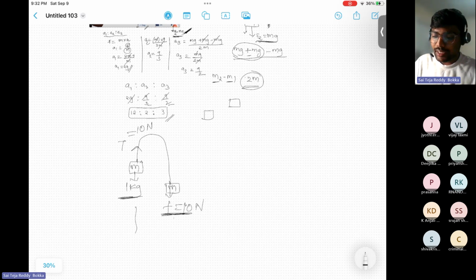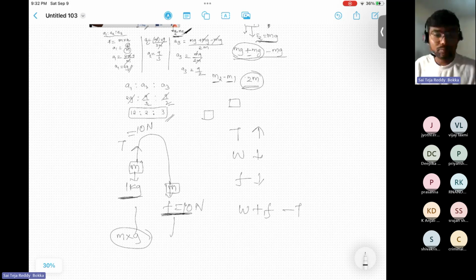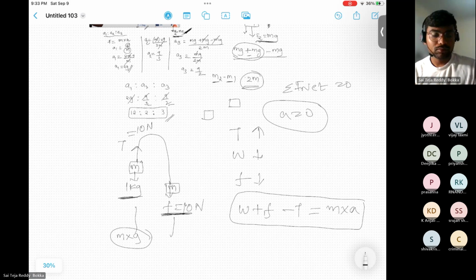So in the vertical direction, which forces act? Tension, M into G. In the vertical direction, tension acts, and mass into weight acts, and the force acts. Right? So this is moving in the upward direction. What do you take? W plus F minus T. Okay. The net force acting along the vertical direction will be equal to mass into acceleration. Yes, sir. If I say the summation of net forces is equal to 0, then your acceleration will be 0. Yes or no? Yes, sir.